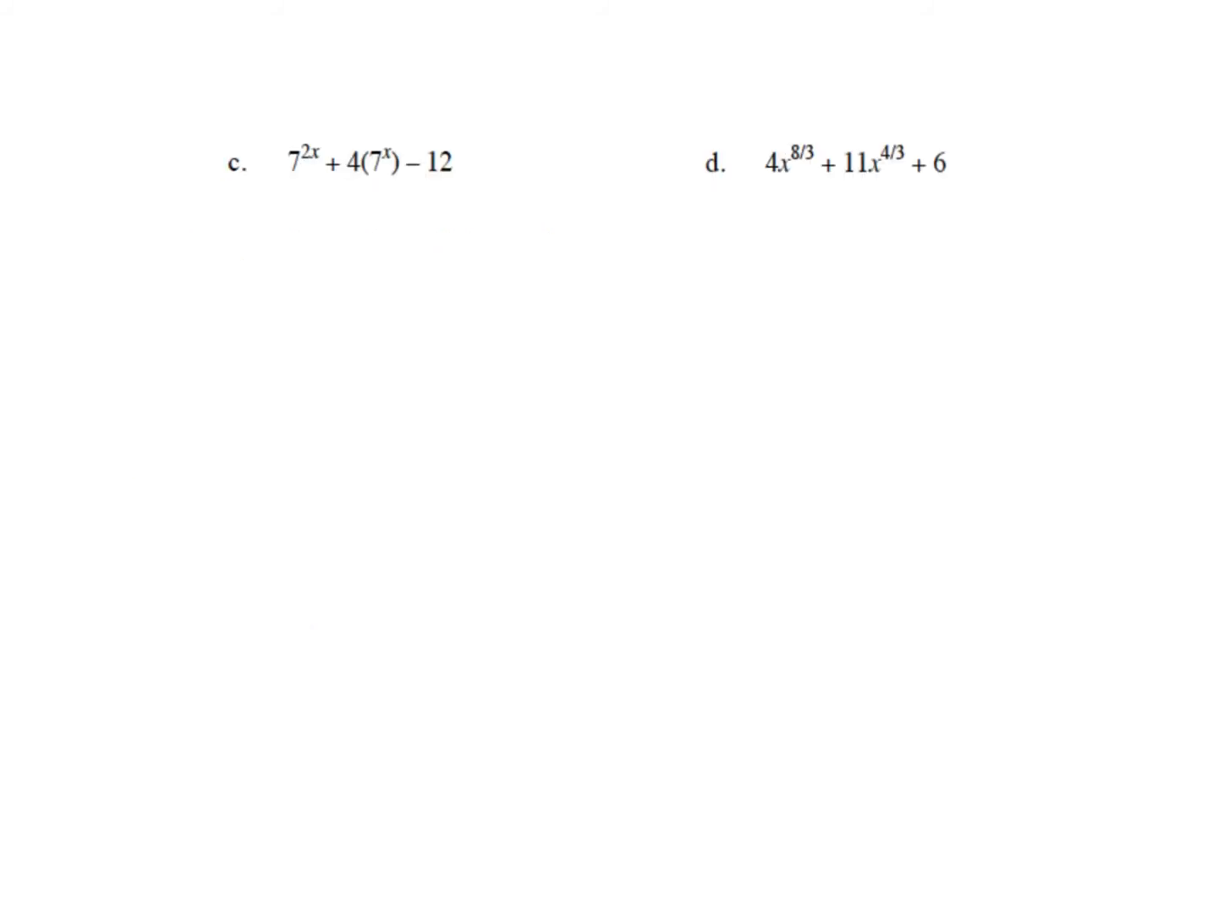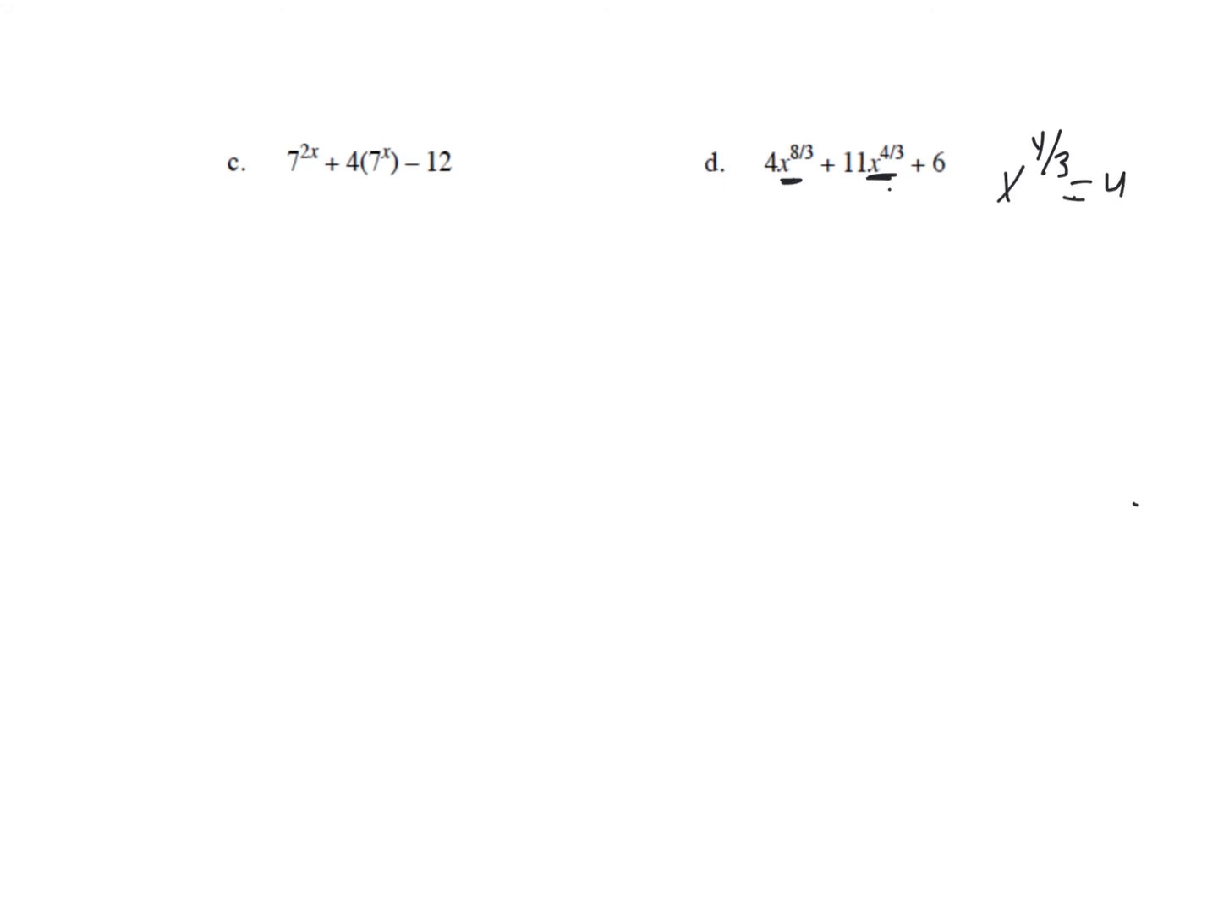Now here's a couple more for you. These are going to be a little bit more challenging. So let's do part D together, and then you can go and try part C. So in part D, I'm still using this idea of I've got this quadratic term I'm thinking at some point, and then I've got this linear term. And so this x to the 4/3, I really want that to be my u.